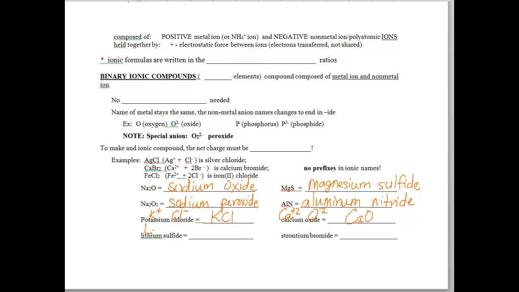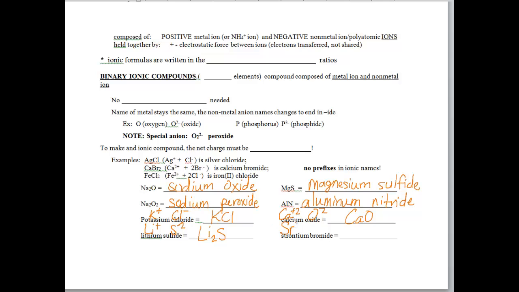Okay, lithium. Lithium is in group 1, +1. Sulfide is a -2. Okay, they don't balance out. What do I need? I need 2 lithiums to balance out this -2. So Li, I need 2 lithiums to balance out your 1 sulfur.